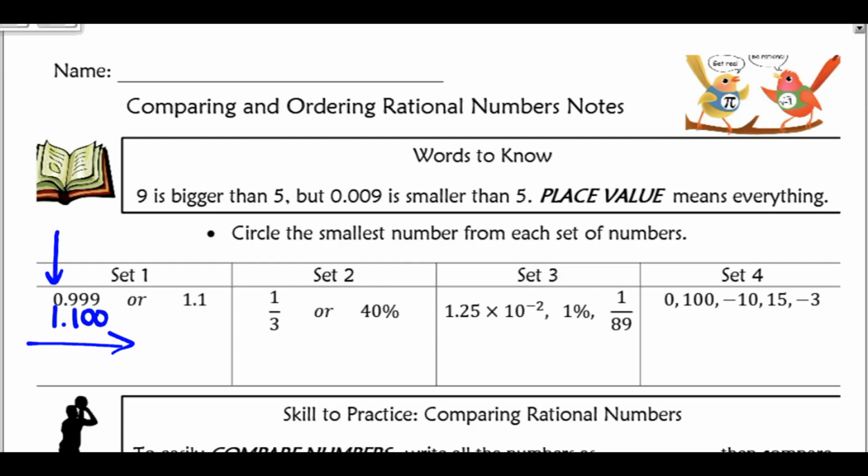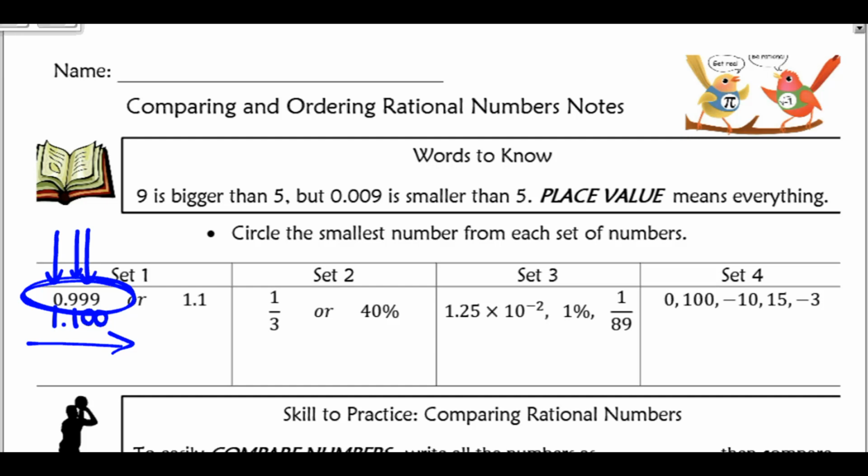0 versus 1, 9 versus 1, 9 versus 0. But actually, we already found out which number is bigger. When you're going from left to right, if you find one is bigger than the other, you already found your bigger number. We know that 0 is smaller than 1, so 1.1 is the bigger of those 2 numbers. So that's the smaller of the 2.